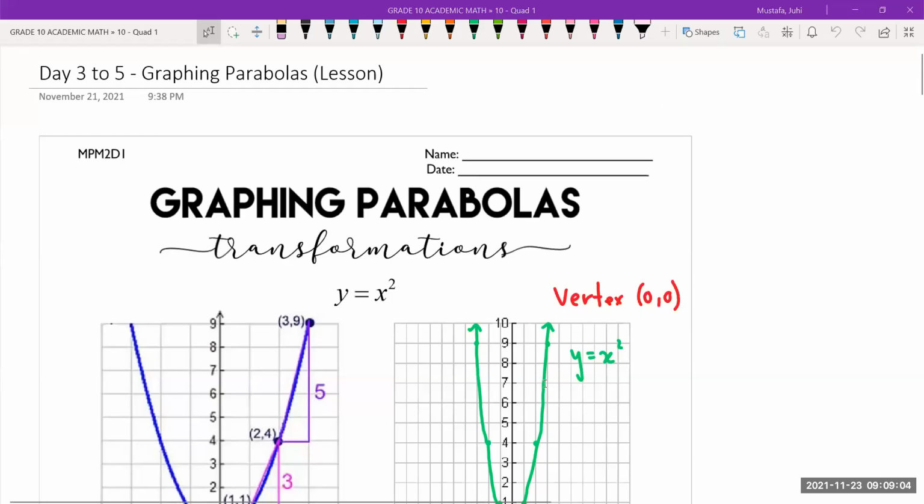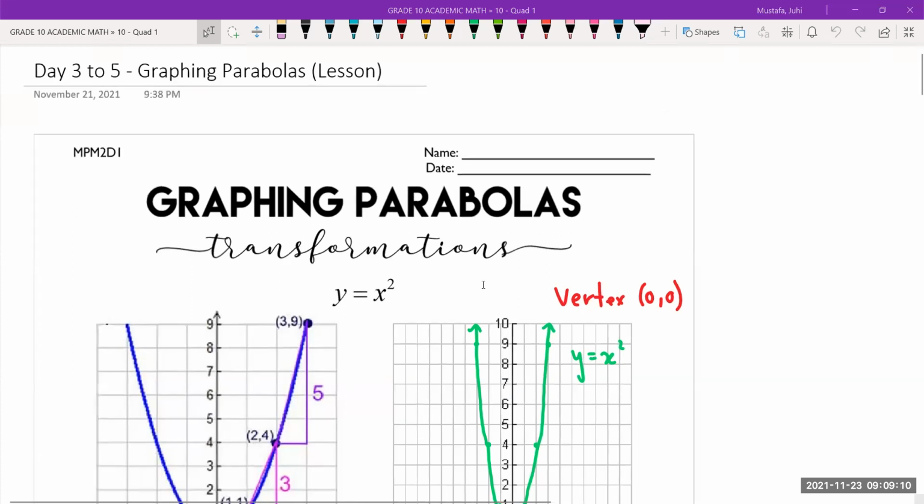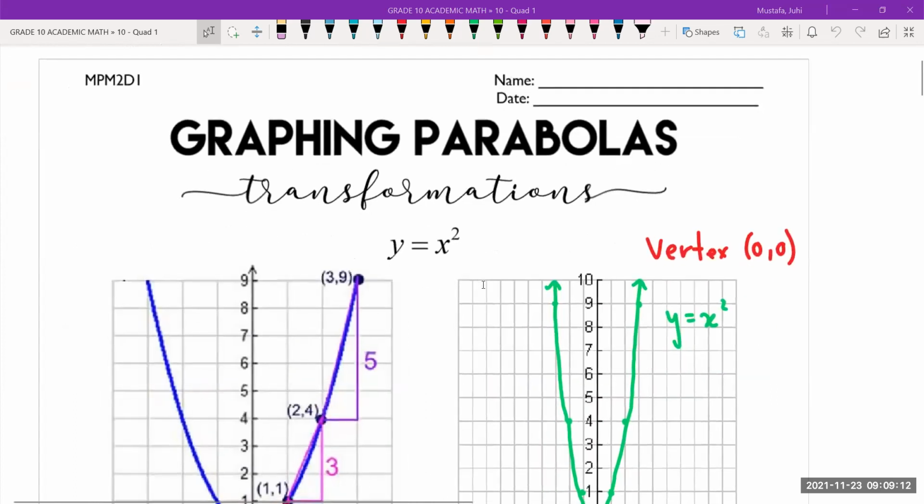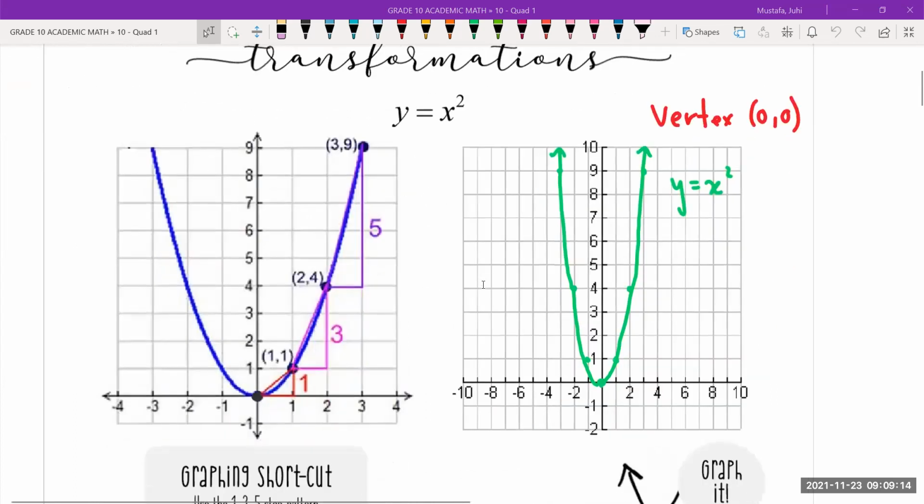Okay, so last class we were talking about graphing parabolas, and we started the lesson by discussing what a parabola is. A parabola is a quadratic, a non-linear shape. It has the equation y is equal to x squared. We talked about the different parts like the vertex, the axis of symmetry, the x and y intercepts. We're going to go into those in more detail today.